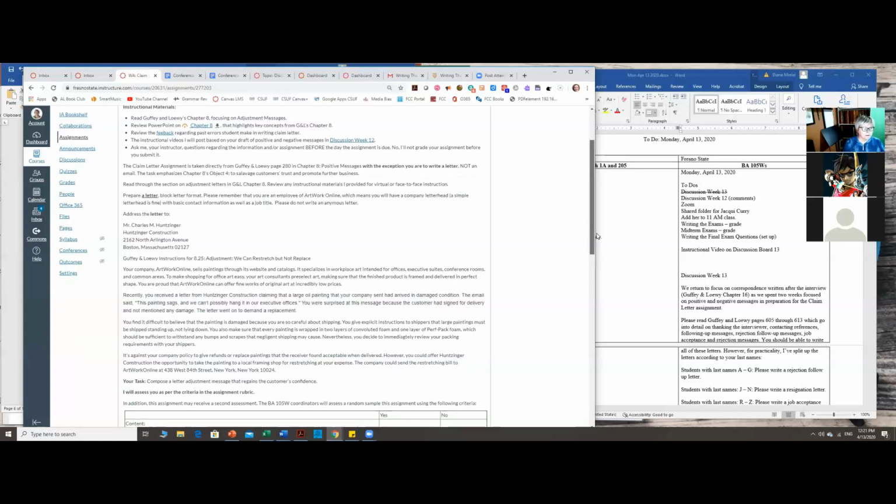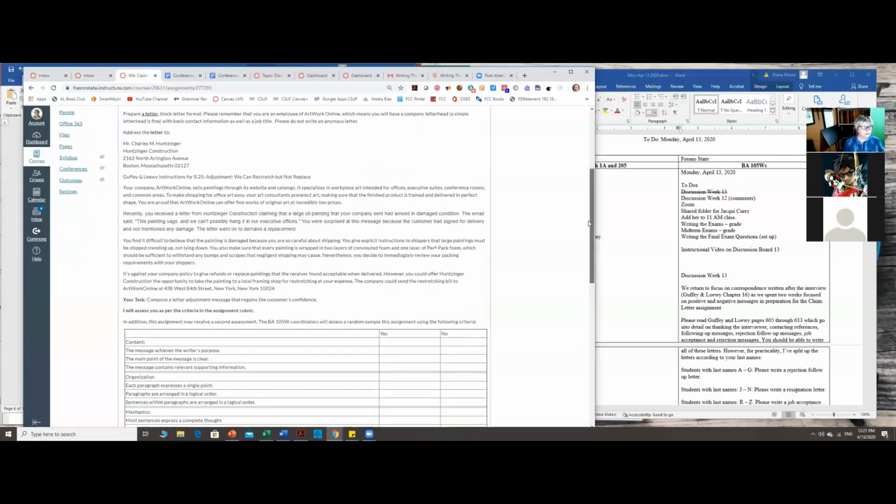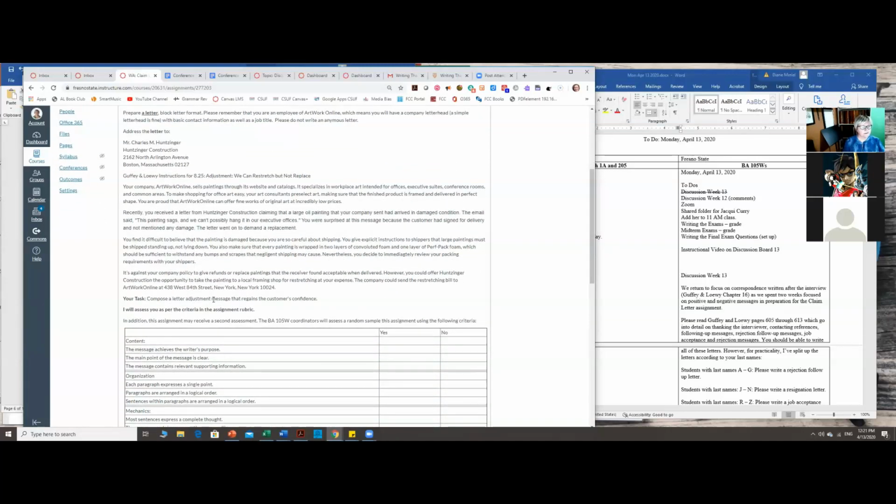I'm old school here. And then I give you the instructions and it's pulled right from the textbook. If you go to Guffey and Lowy, chapter 8, at the back of it, there's 8.25. That's the exact assignment, only it's an email and I'm asking you to write a letter. And your task: compose a letter adjustment message that regains the customer's confidence. That would be your number one goal in writing this. We can restretch but not replace. So there's a problem with something that they've bought and it didn't work.